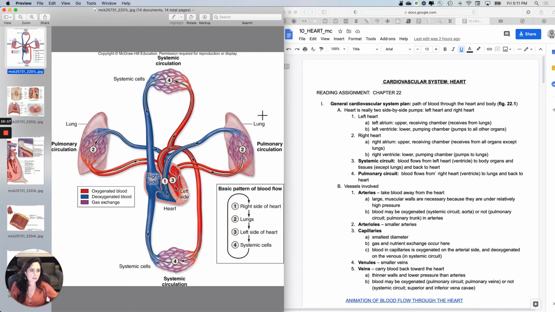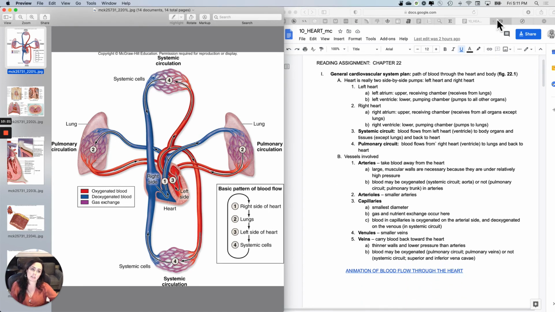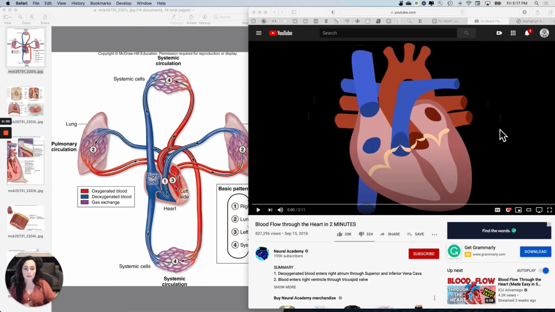Okay, so now that we have a little bit of an intro, there's an animation I've linked for you, and I want you to listen to this animation. This is the linked video, just a little 2-minute video to introduce structure and function of the heart. It's the same thing we're going to be talking about.